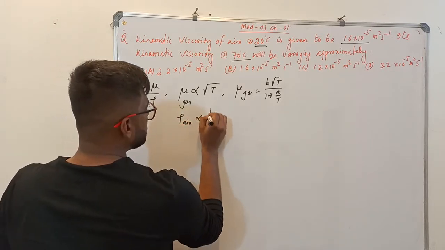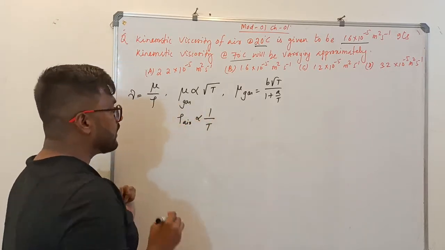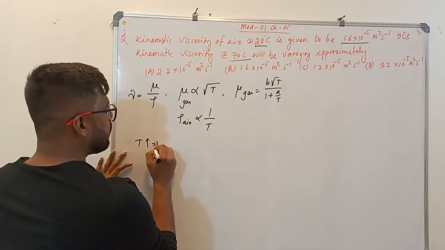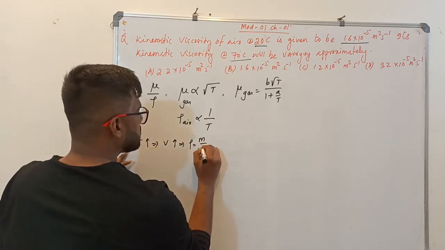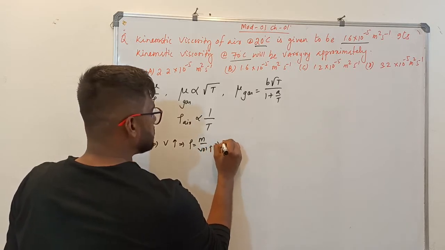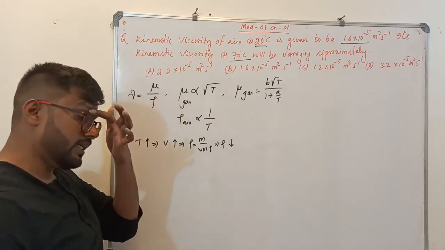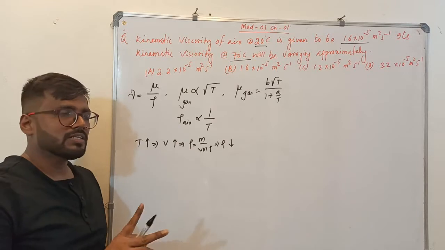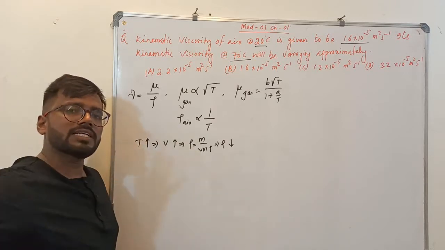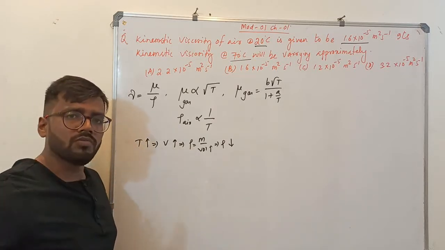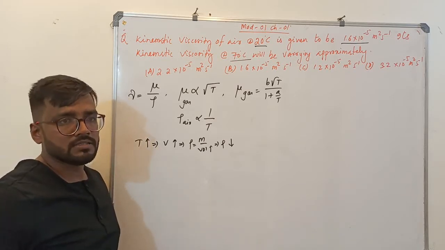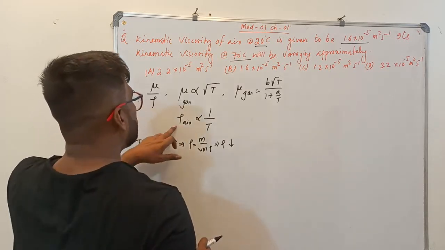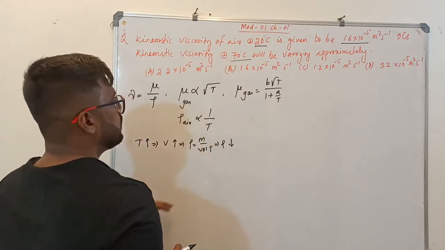and the density of air is inversely proportional to T. If we increase the temperature, what will happen? Its volume also increases. This implies density, mass by volume. Volume increases, so density of air decreases. Simple thing: you are heating, the gas expands, occupies more volume, and density is decreasing. So rho of air is inversely proportional to T.